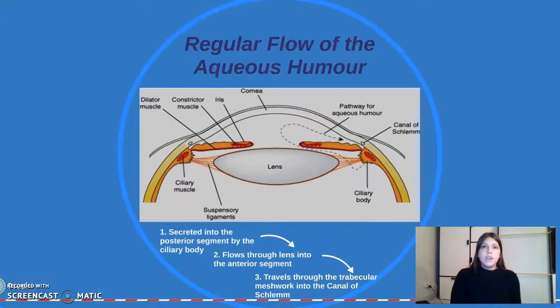To maintain the intraocular pressure, the ciliary body secretes the aqueous humour into the posterior segment of the eye, and it then flows through the surface of the lens, through the pupil, into the anterior segment. It then goes through the trabecular meshwork into the canal of Schlemm, where it flows through the scleral veins to leave the eye. This process of how the aqueous humour is removed from the anterior chamber is of importance, as the change in this outflow is what causes glaucoma.